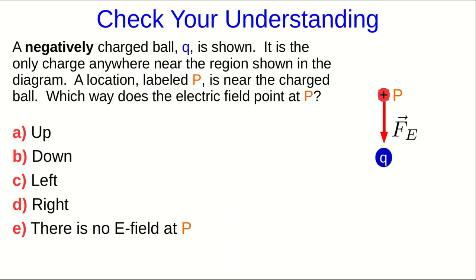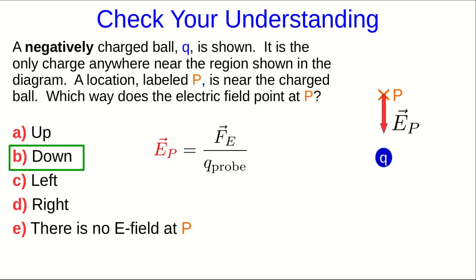In other words, there would be a force on it towards the charge Q. And the definition of the E field is that it's just that force divided by the charge on the probe. Since that's a positive charge, dividing the one vector by the positive number gives a vector in the same direction, and so the E field points down.